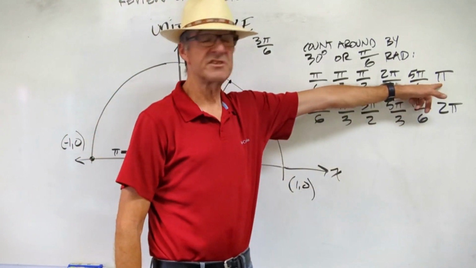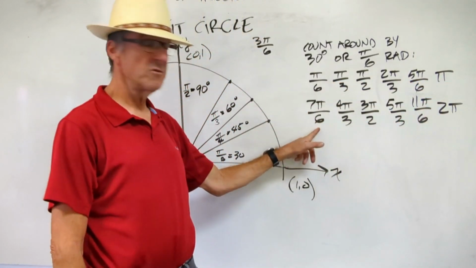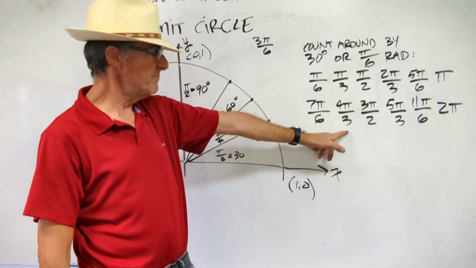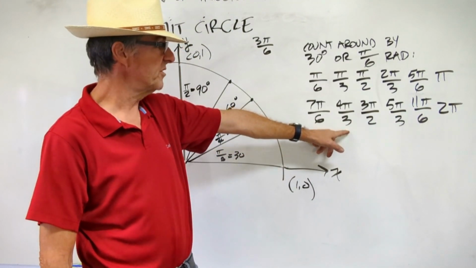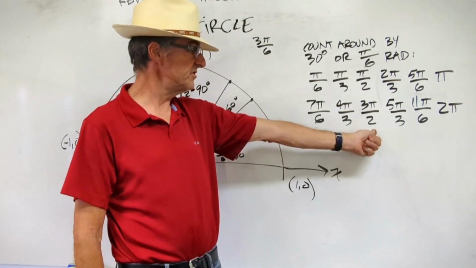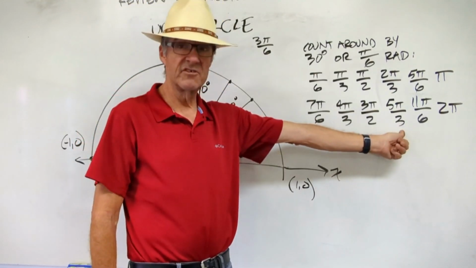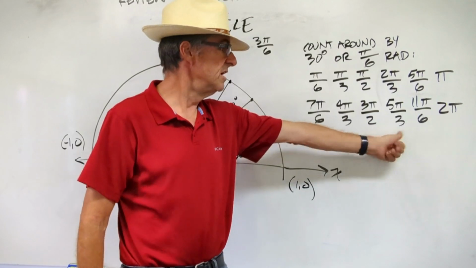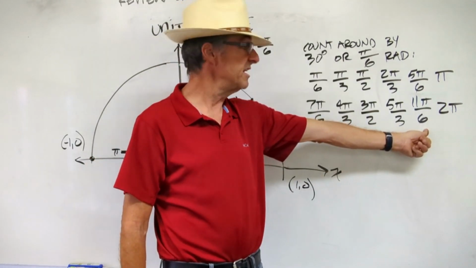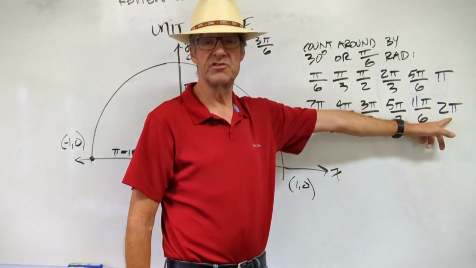We started here at 6 pi over 6, or just pi. So 7 pi over 6 does not reduce. 8 pi over 6 reduces to 4 pi over 3. 9 pi over 6 reduces to 3 pi over 2. 10 pi over 6 goes to 5 pi over 3. 11 pi over 6 stays the way it is. And 12 pi over 6 is just 2 pi.